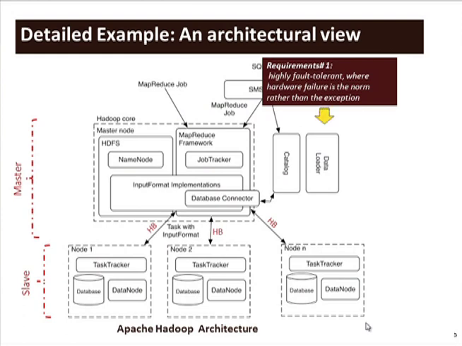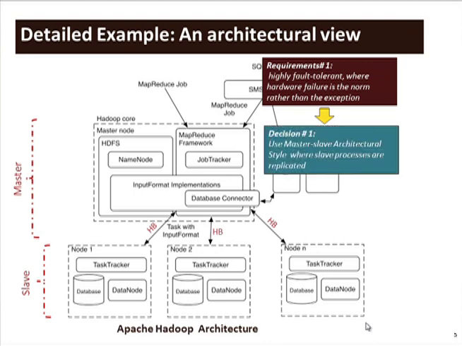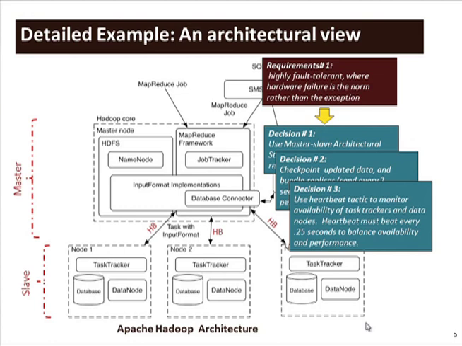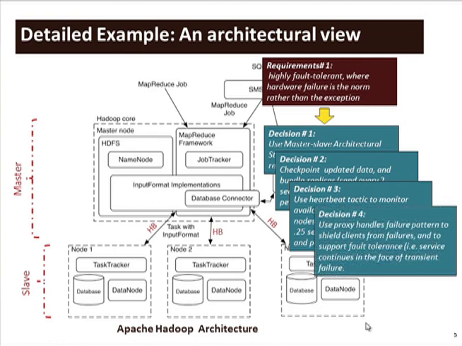Then designers came up with a set of design decisions using the master-slave architectural style where slave processes are replicated. Then using checkpoint architectural tactics to synchronize the replicated processes, using heartbeat to detect whether one of the replicated slaves failed or not, and recovering the failed process. Then using a proxy in order to shield the failure from the client.